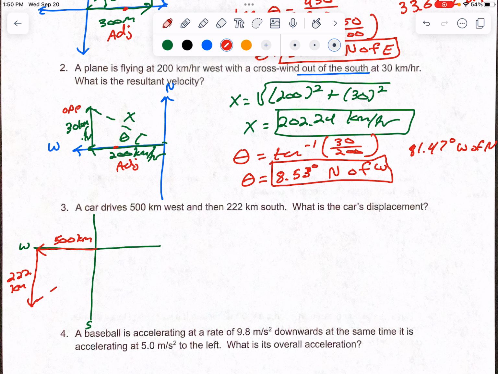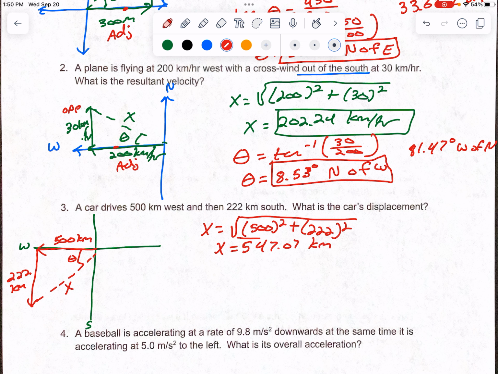And we're going to tie back in. So our angle is right here, and our hypotenuse is right here. Okay, so now find our hypotenuse. X equals the square root of 500 squared plus 222 squared. And we're going to get a value of 547.07 kilometers. So there is half your answer.